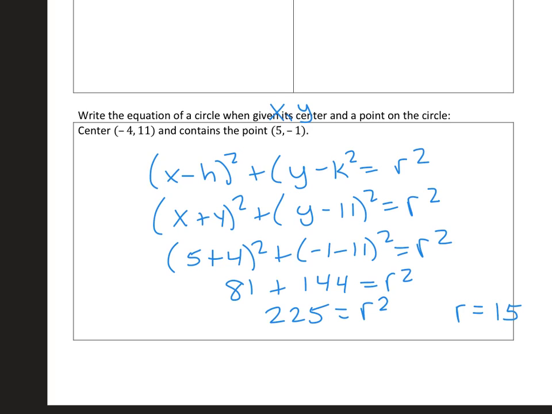But we weren't really asked for the radius. If we wanted to graph it, I guess we would like to know that. But we were asked for the equation. So you want to put it all together then and just write the equation of this circle. So we've got x plus 4 squared, y minus 11 squared equals 225, which is our r squared.